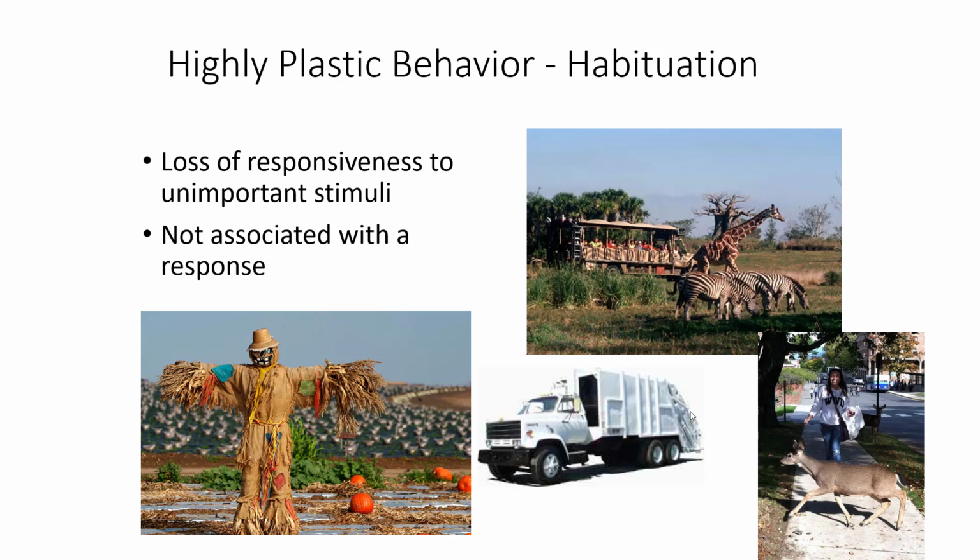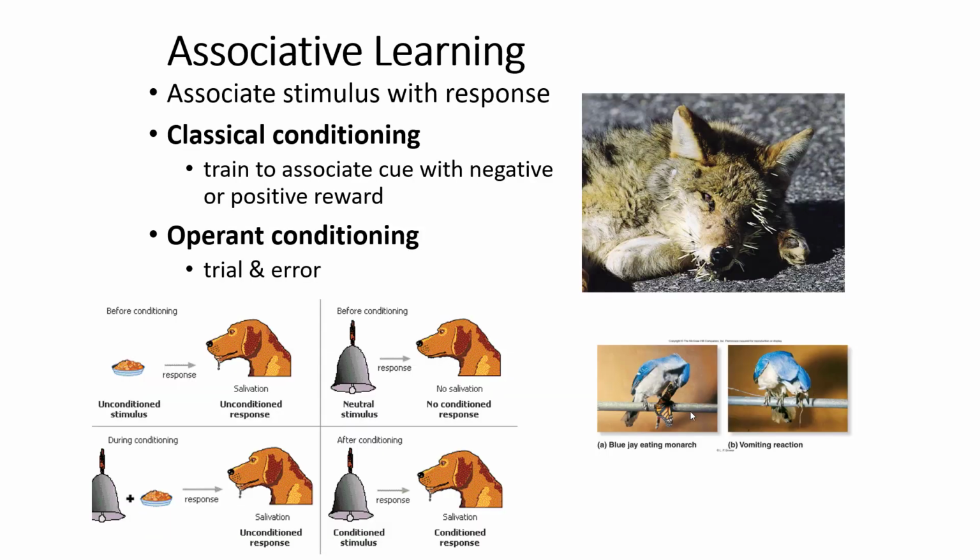Humans at Western Washington University are a good example of an unimportant stimulus to deer. Deer are not threatened by these humans and will walk right around them because humans do not attack deer in this environment. How does learning occur?